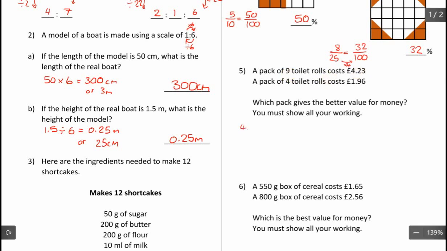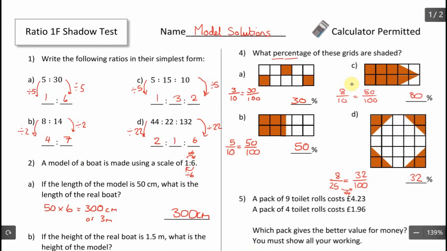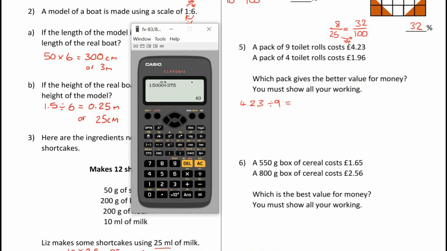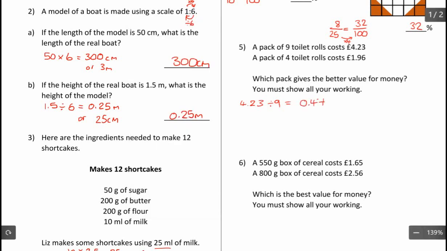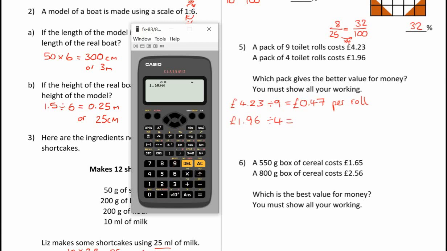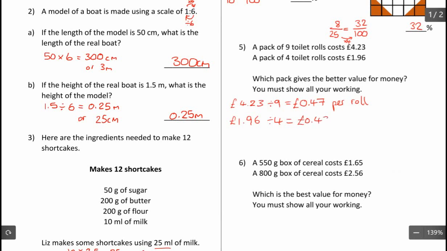So 4.23 divided by 9. We can use our calculators on this test, I believe. It's not a hard one to do, it's one you could do using the bus stop method, but nevertheless, 47p per roll. And for the next one, £1.96 divided by 4, 49p, or £0.49 per roll.